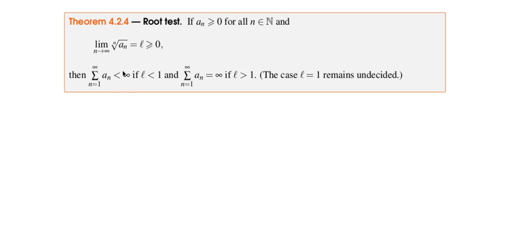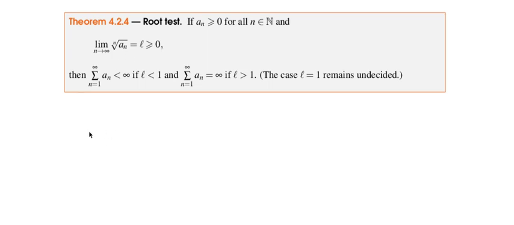Then this means that the series of a sub n is convergent if L is smaller than 1, and it will be divergent if L is greater than 1. And the case L equals 1 remains undecided, okay?